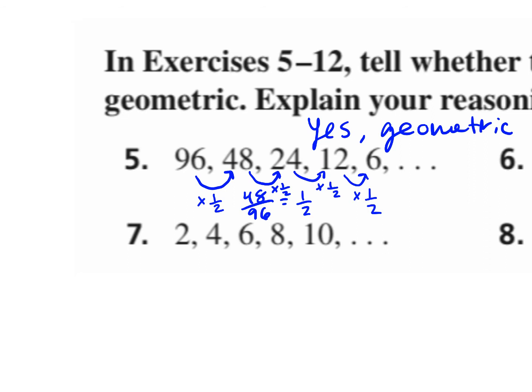Let's look at number 7. We are multiplying by 2 here. From 4 to 6, we're not multiplying by 2, because if we multiply 4 by 2, that would give us 8. So this is not geometric. Nope.